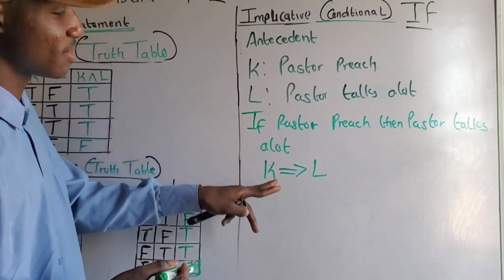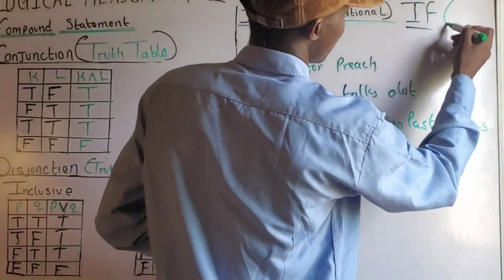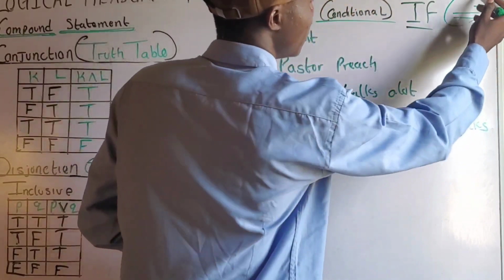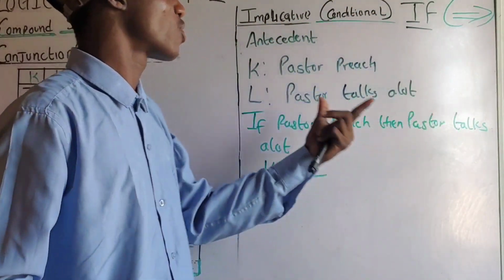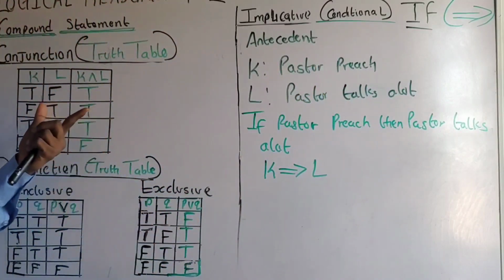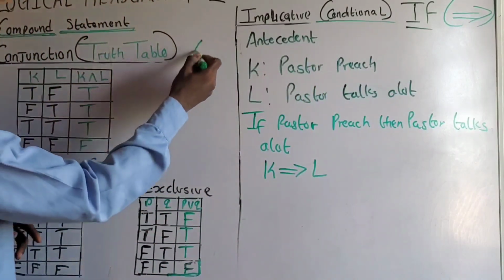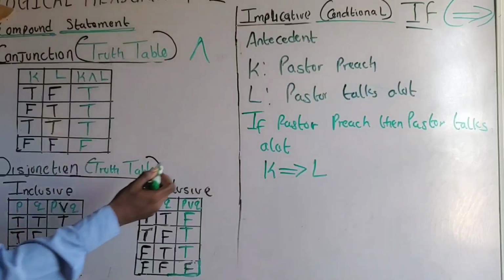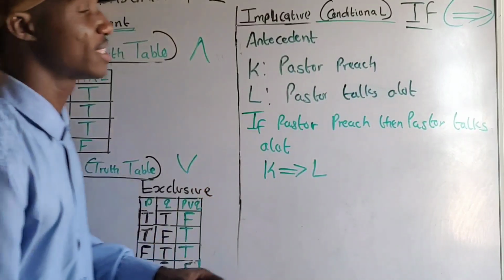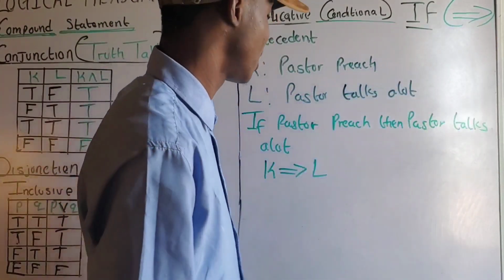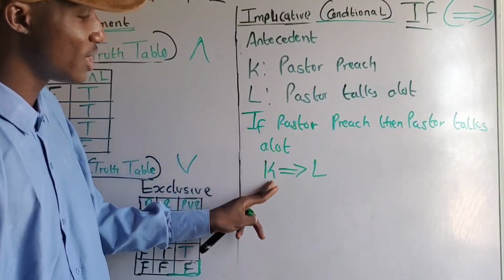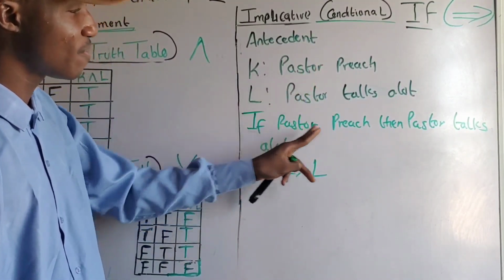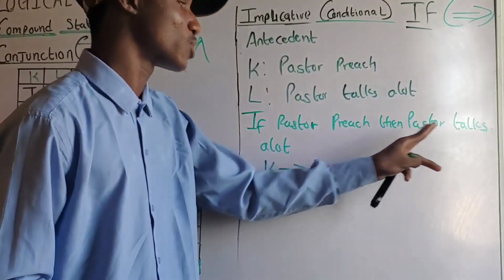The sign that you see here is known as the if sign. This is the symbol that is used for a conditional statement. When I started the conjunction, I told you that it is this symbol for conjunction, and for disjunction, it is this symbol. For connectives, you are going to use this symbol. Do you understand? So, the meaning of this statement is that K represents pastor preach. If pastor preach, then pastor talks a lot.